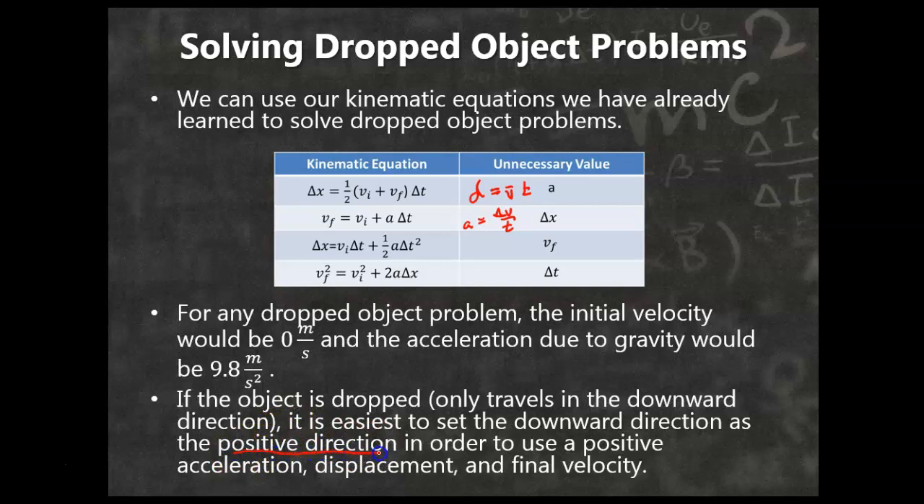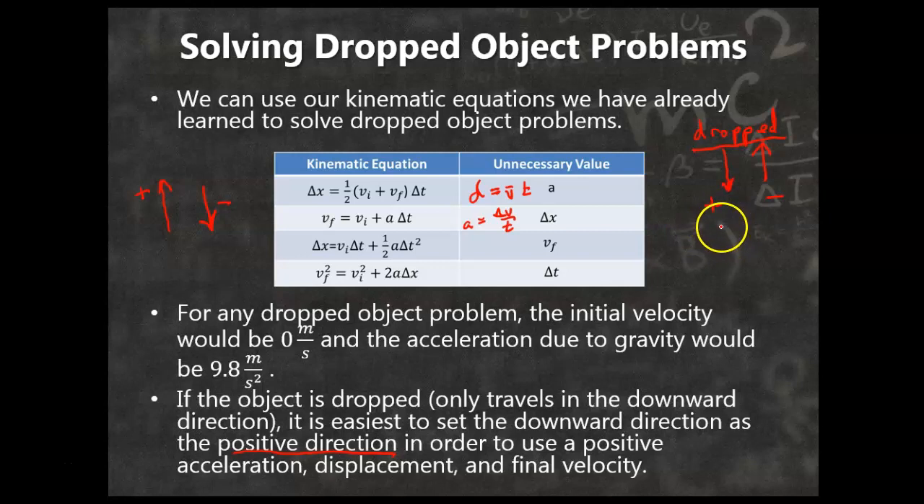So when you're solving these problems, we can consider down to be positive, or we can consider up to be positive and down to be negative. Right? So we can, if we want, choose either configuration. When you're talking about dropped objects, when you say an object is dropped, it's easiest to consider down as positive. Okay, and what does that mean for us?